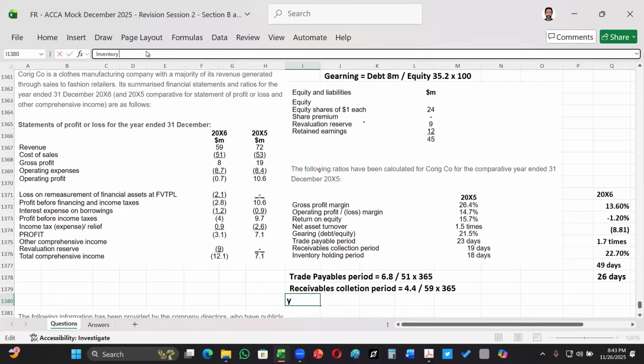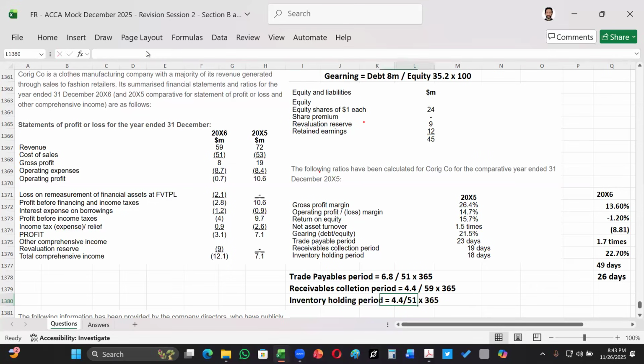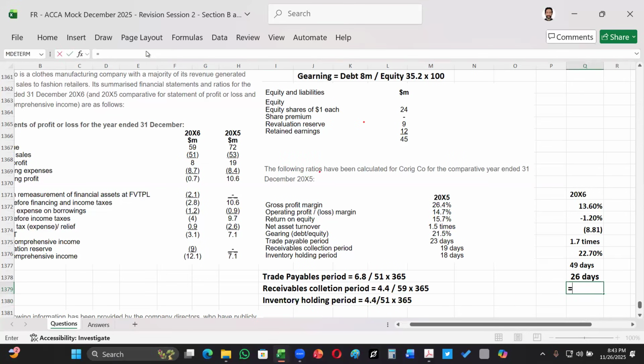The inventory holding period is equal to 4.4 divided by the cost of sales, which is 51, multiplied by 365. Let's calculate the value here for the inventory. 4.4 divided by 51 gives us 0.09. So 0.09 into 365. That is 33 days.